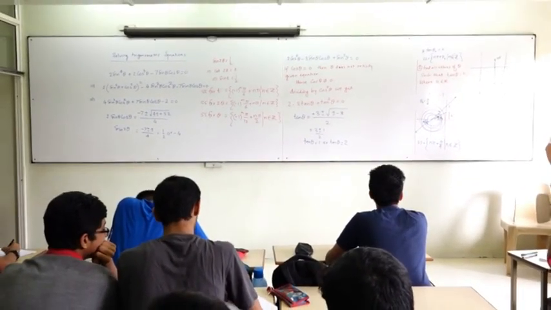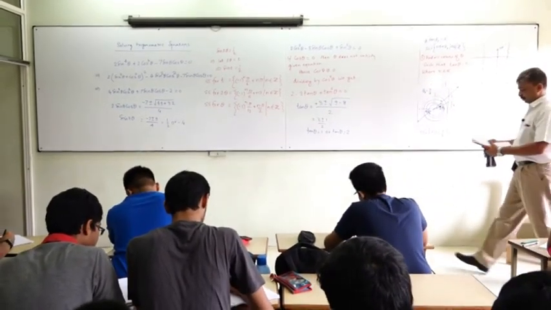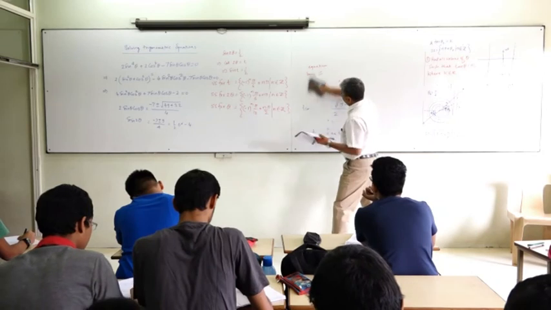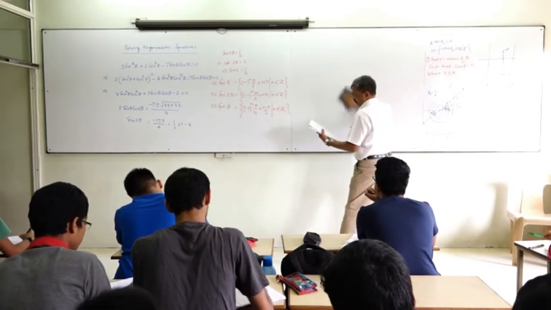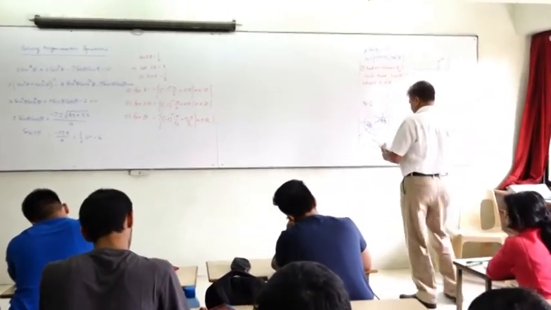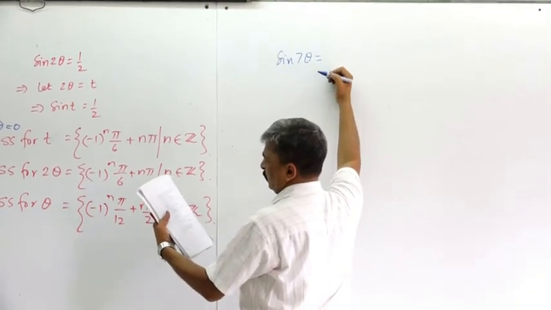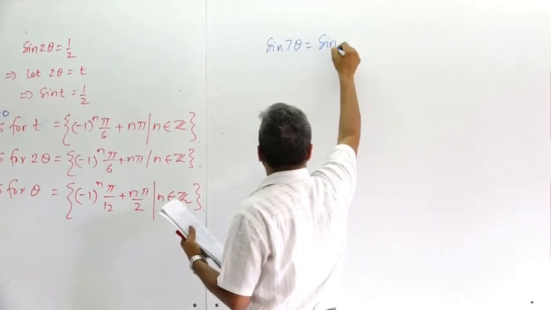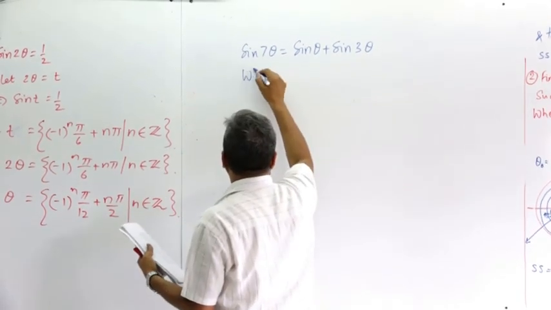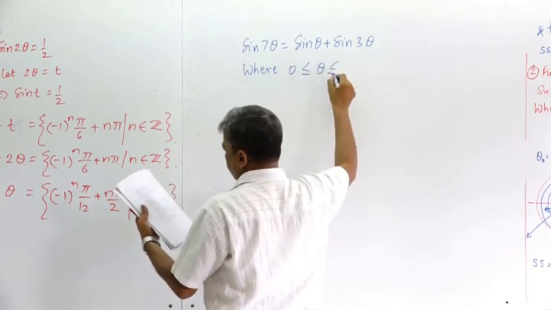Shall I give you one more? Okay. Find all values of theta satisfying sin 7 theta is equal to sin theta plus sin 3 theta, where 0 less than or equal to theta less than or equal to pi.